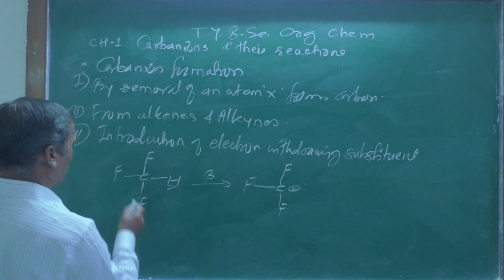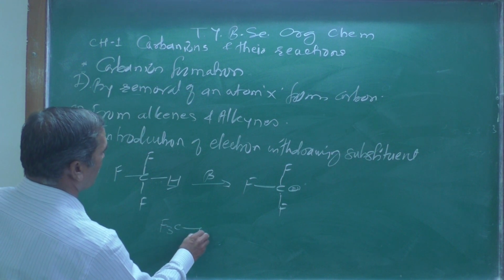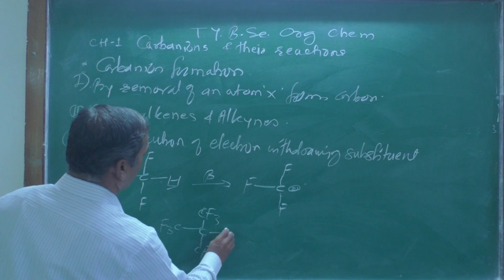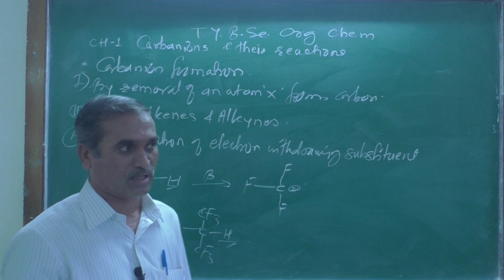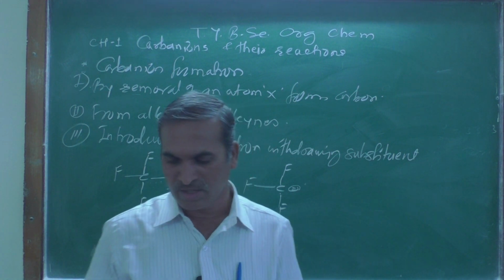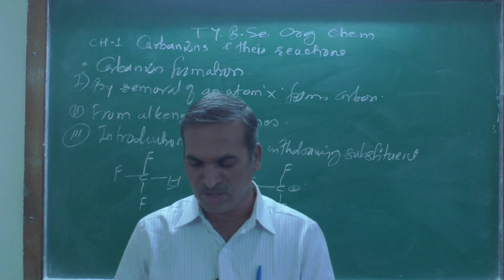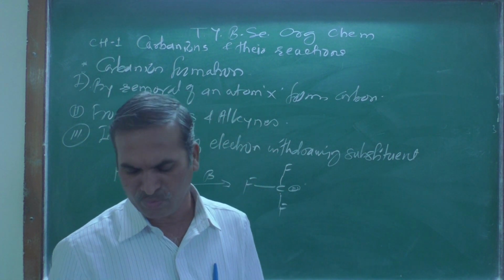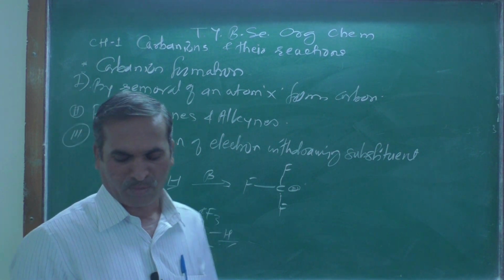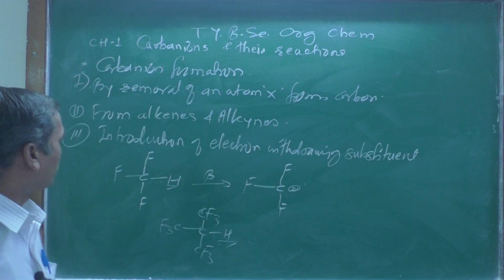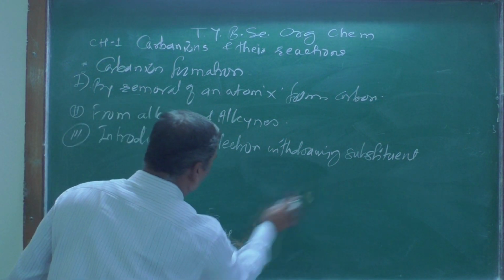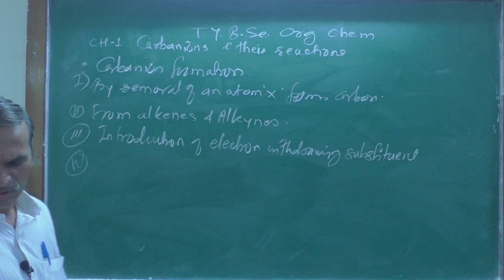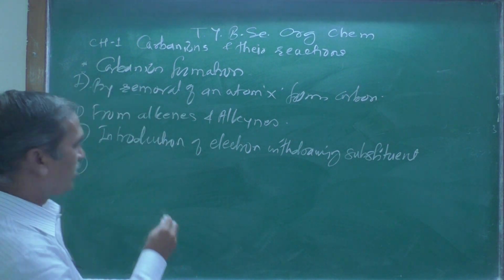Or instead of that, you can take F3C, then C, here CF3, again CF3, and here a hydrogen atom, and this hydrogen atom is again more acidic in nature than the rest. So in this way, there are the three methods we have seen, and the last one, the fourth one, is the carbanion from carbonyl compound. Fourth one, the carbanion from the carbonyl compound.